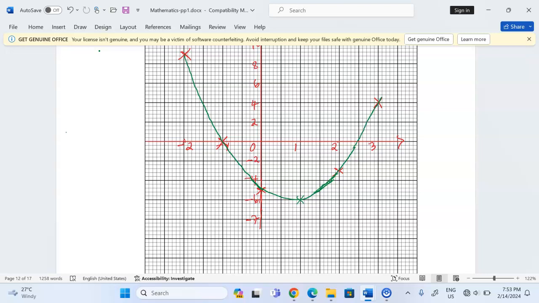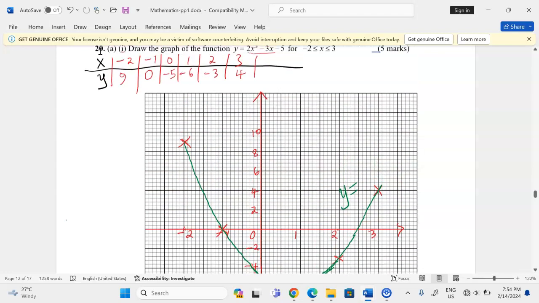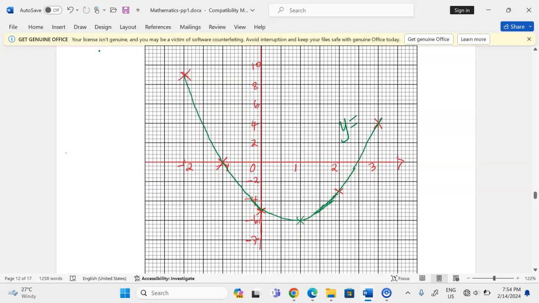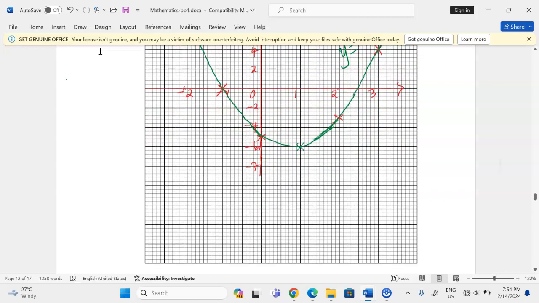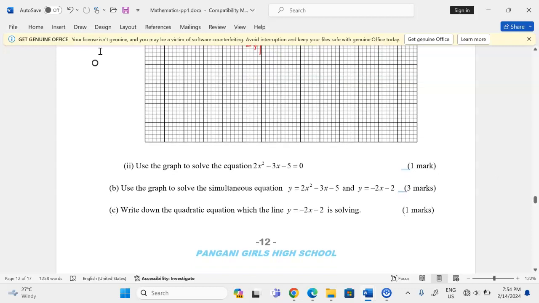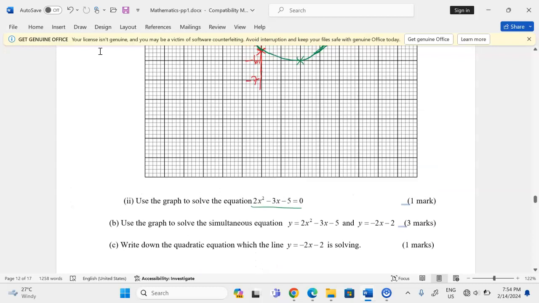So this is the curve of the function y equals 2x² minus 3x minus 5. That is the graph. Already we have it. And the next question is: use the graph to solve the equation 2x² minus 3x minus 5 equals 0.